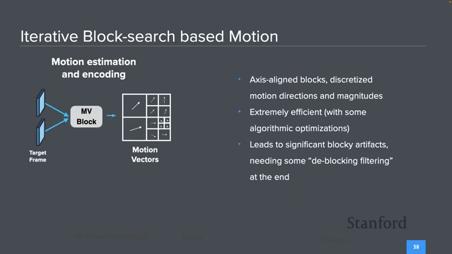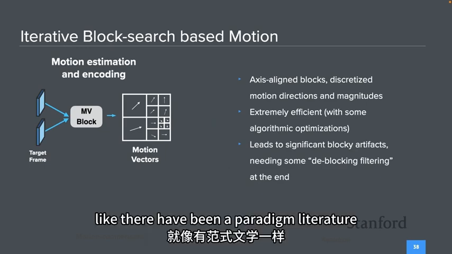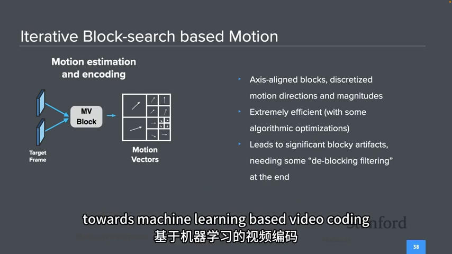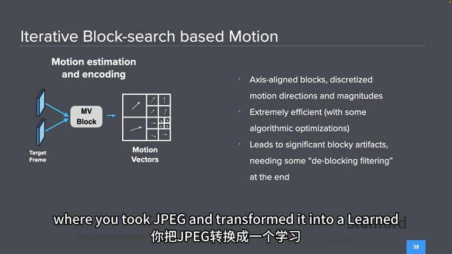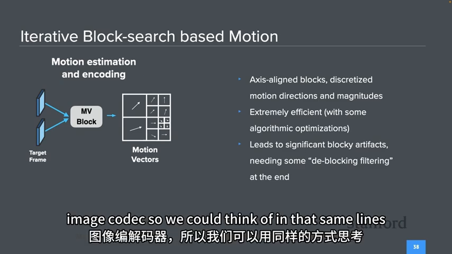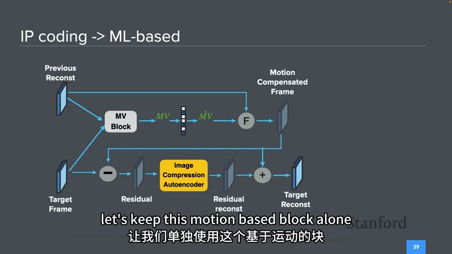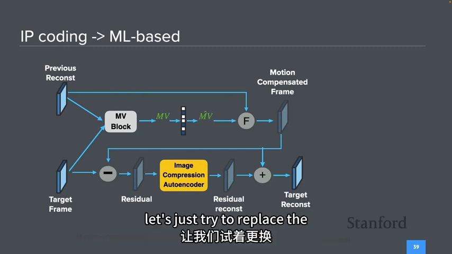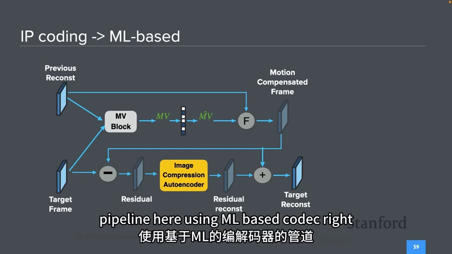Cool. All right. So I just wanted to quickly touch base on how there has been parallel literature on going from traditional video coding towards machine learning based video coding, right? And we did this exercise in the class where you took JPEG and transformed it into a learned image coder. So we could think along the same lines, and maybe the first thing you could do here is keep this motion based block alone. We know that we have a learned image compressor. Let's just try to replace the traditional image compression pipeline here using an ML based coder, right?